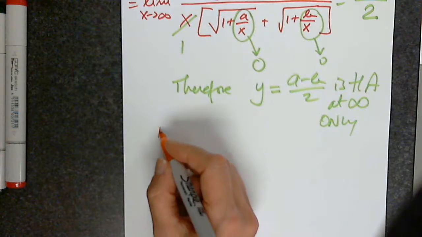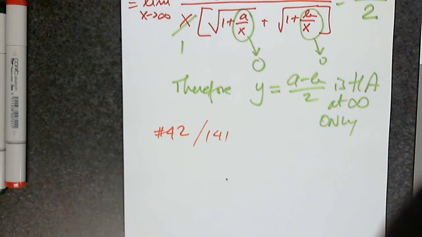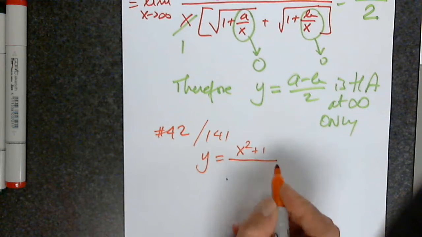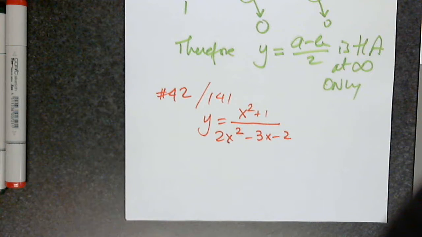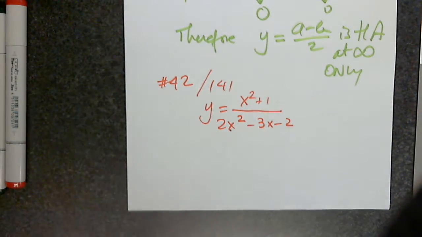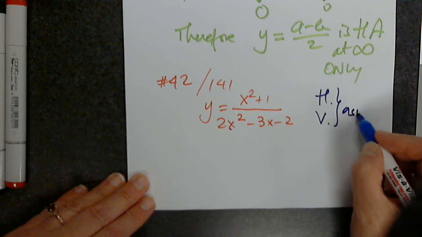problem 42 on 141. Very important type of problem. Find the horizontal and vertical asymptotes of each curve. If you have a graphing device, check your work. Okay, so I have y equals x squared plus 1 over 2x squared minus 3x minus 2. We're asked to investigate all possible asymptotes that this function can have. It's a rational function. Obviously, it can have horizontal and it can have vertical asymptotes.